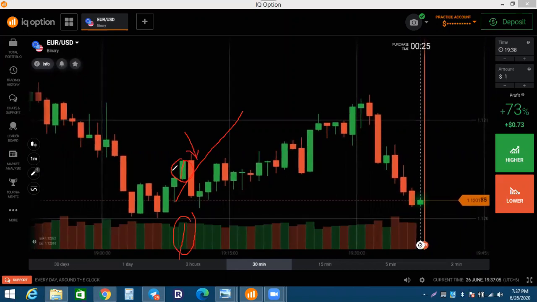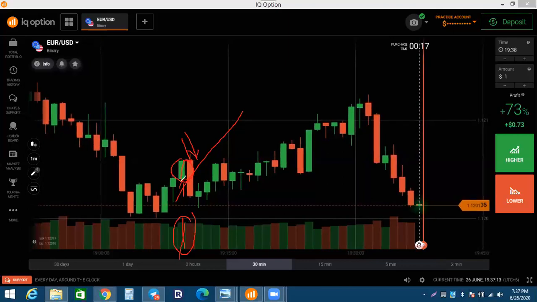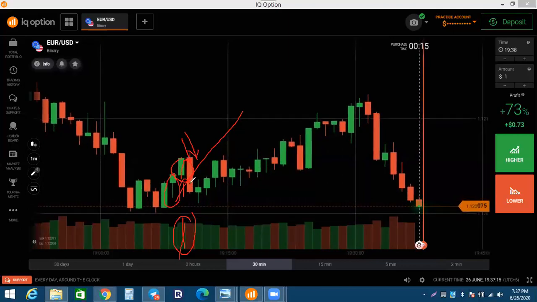So here, if the move is false, we can understand that with the volume, and then we can place a put option here. If the move is right, then we can place a call option here. If this move is a right move, then we can place a call option.